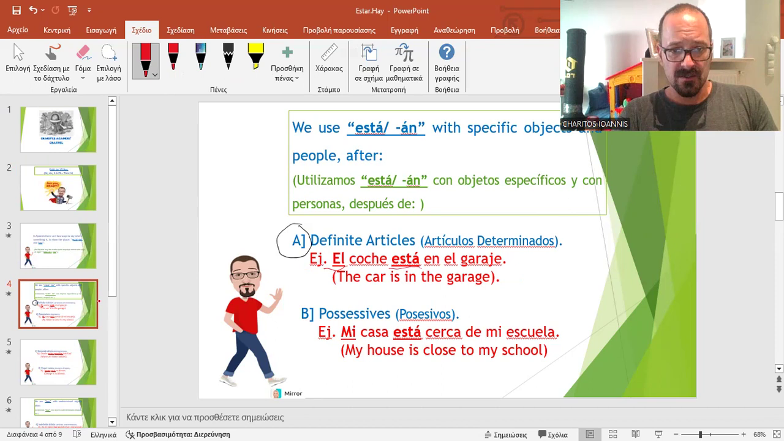Está. Second, possessives. In a very simple way, if something is my, your, his, I refer to something specific. So, mi casa está cerca de mi escuela. My house is close to my school. Posesivo junto con está. La casa is one. This is why I use está and not están. So, definite articles, artículos determinados y posesivos.